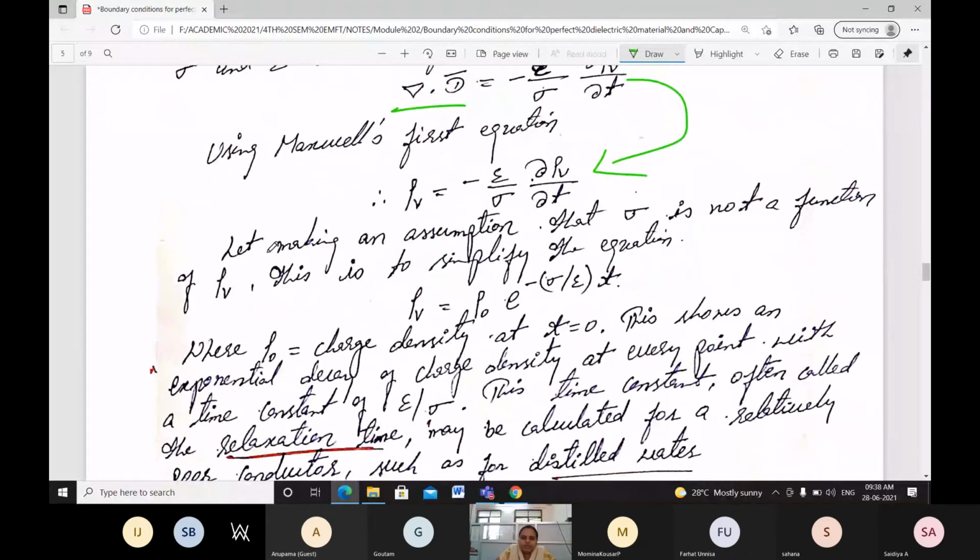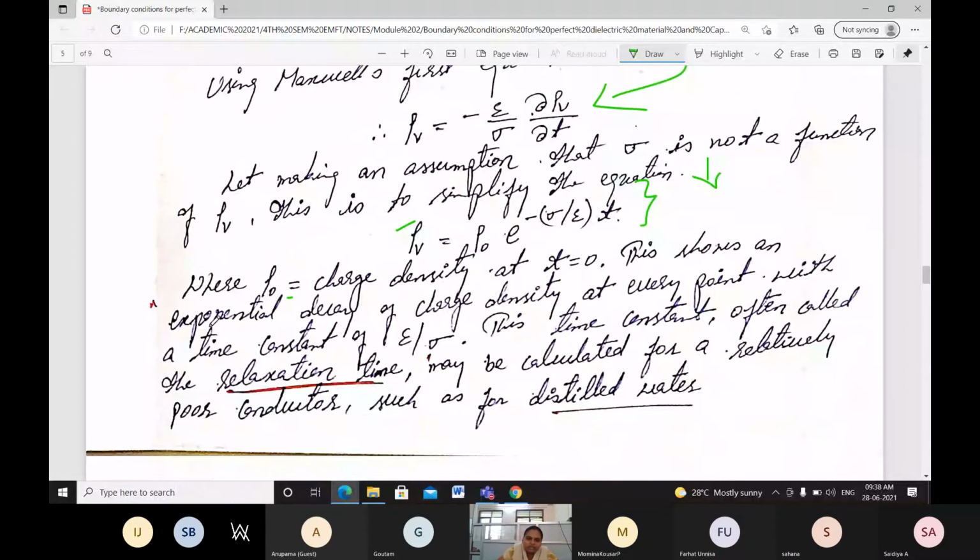Then let us make an assumption that our conductivity is not a function of rho V, and simplifying the equation, rho V equals rho naught e raised to minus sigma divided by epsilon times t. The derivation is not included for you, no worry, just remember the equation, that's enough. Where rho naught is the charge density at t equals 0.